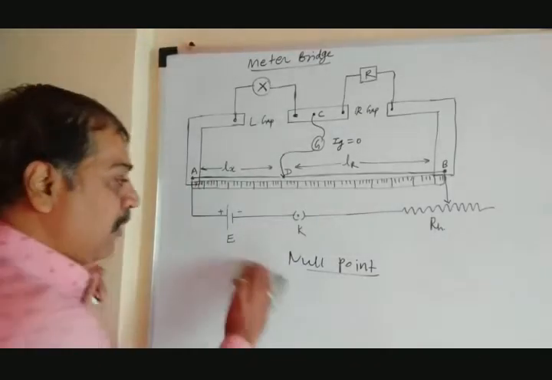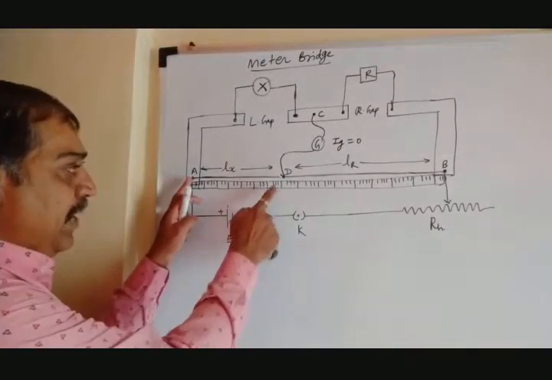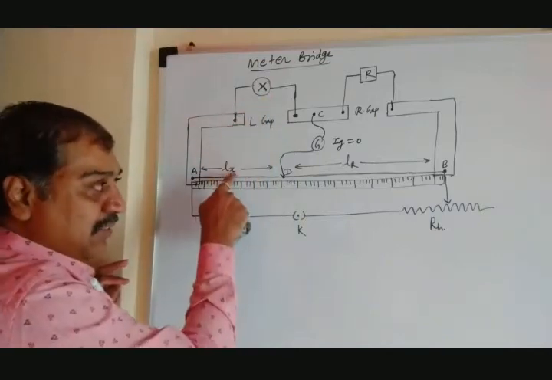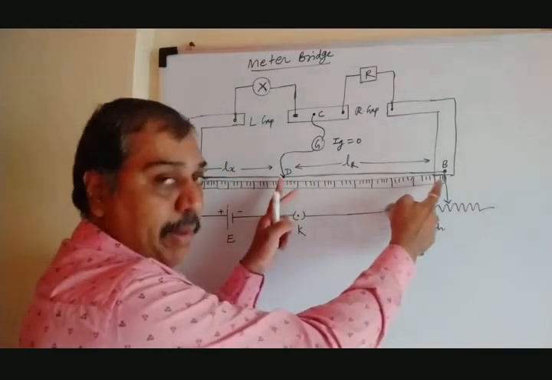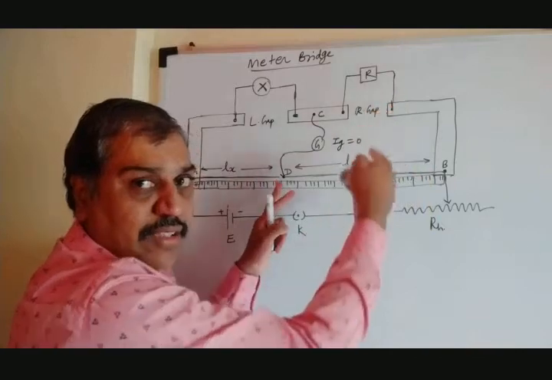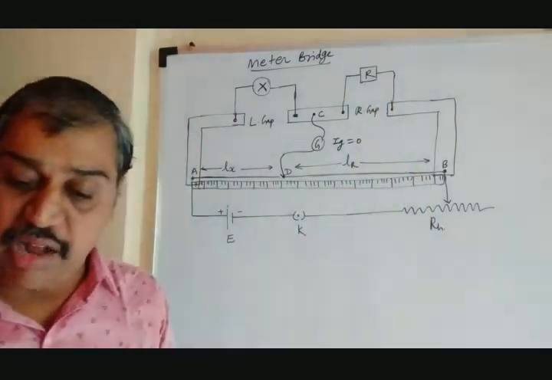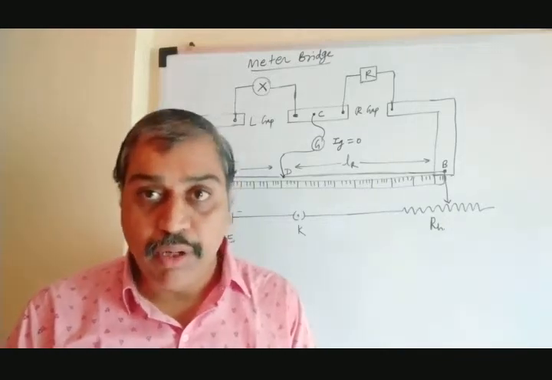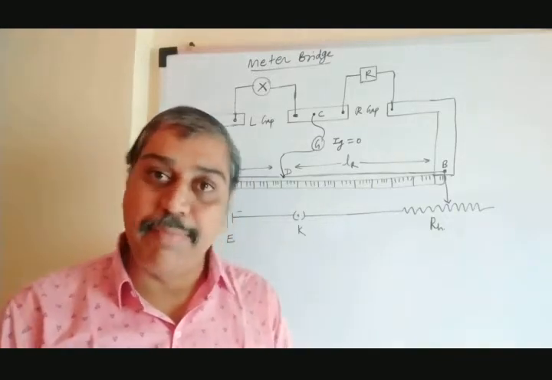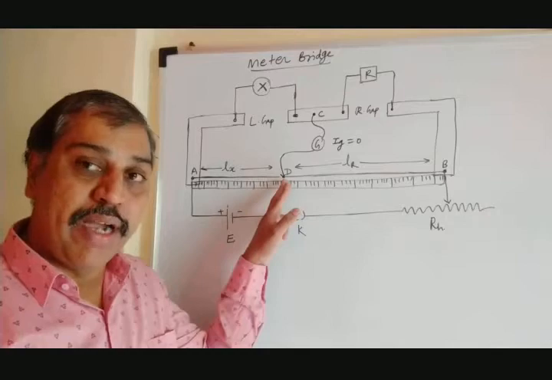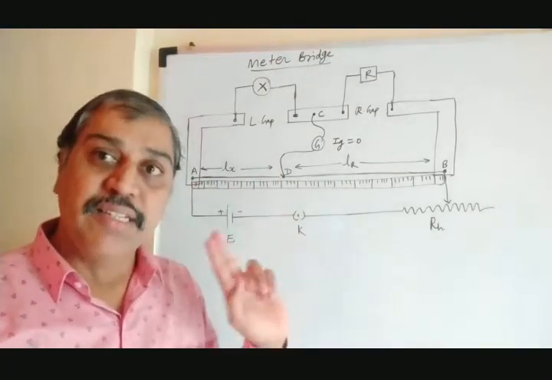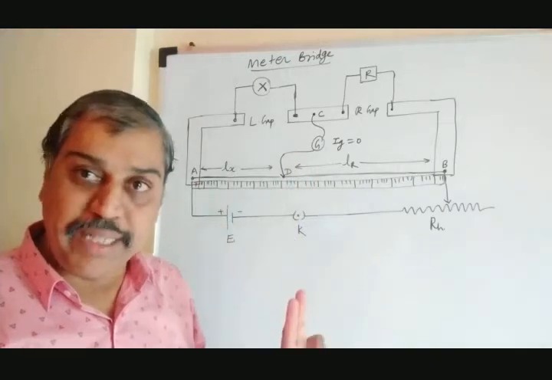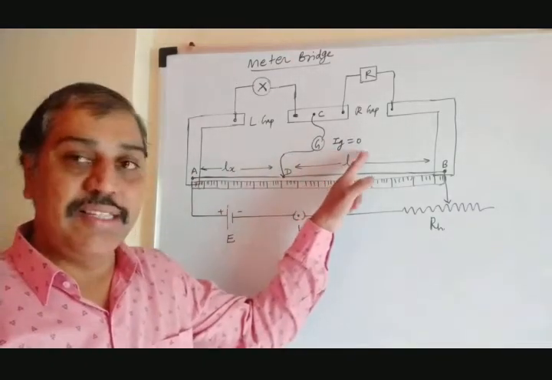Let us suppose the length of the wire AD, opposite to the unknown resistance X, is Lx. The length of the wire DB, opposite to the known resistance R, is LR. Now we apply the condition for the Wheatstone bridge, because we have found the point D on the wire AB such that when we touch the jockey here, the galvanometer shows zero deflection, meaning the current to the galvanometer is 0.